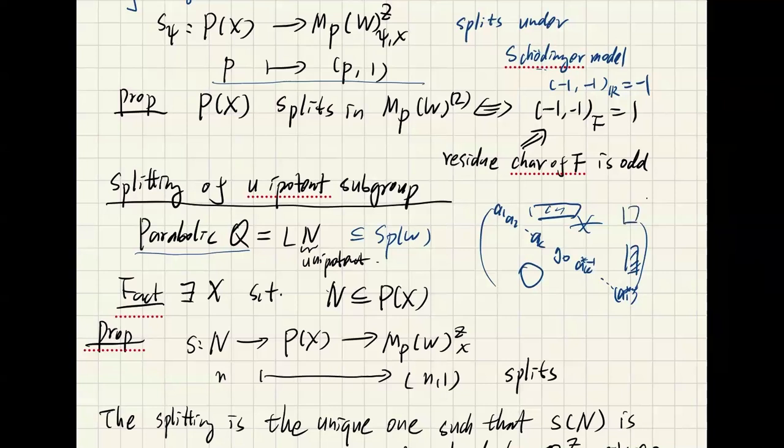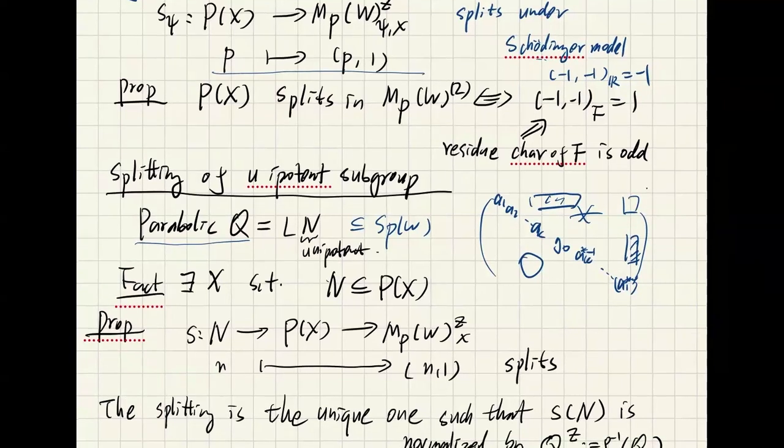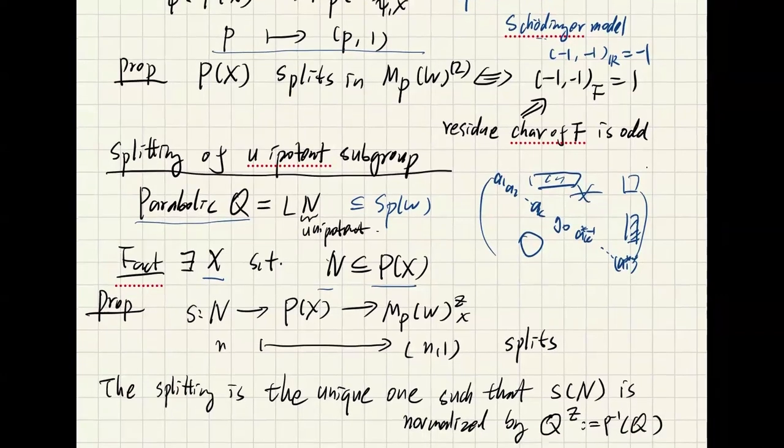But anyway, the unipotent subgroup is a subgroup inside a parabolic whose diagonal part is all identity matrices. There's an interesting fact that N is actually inside a single parabolic subgroup. So there exists an X such that N, this unipotent part of an arbitrary parabolic subgroup inside Sp(W), is contained in the Siegel parabolic of X. We already know that you have a splitting from the Siegel parabolic, so you can further embed N into the Siegel parabolic and get a splitting.